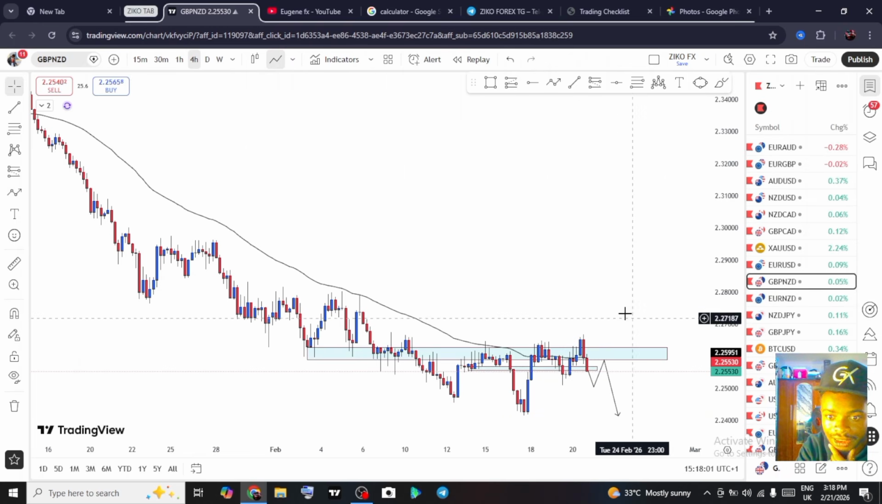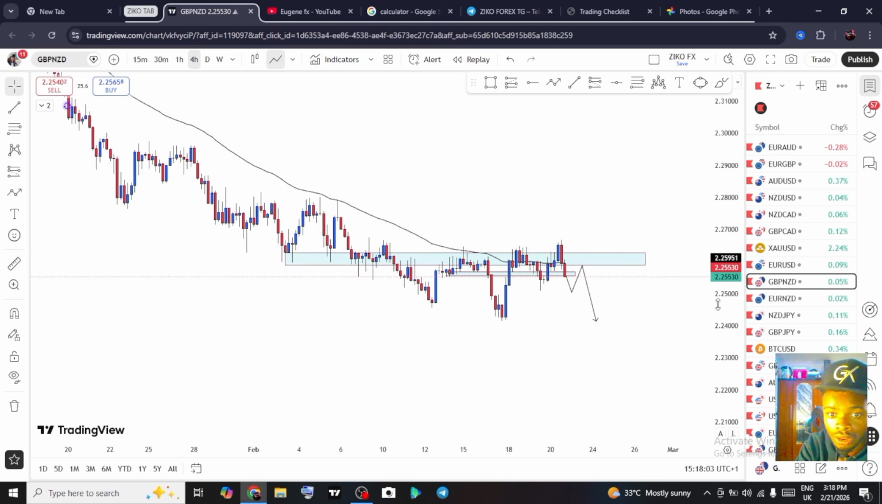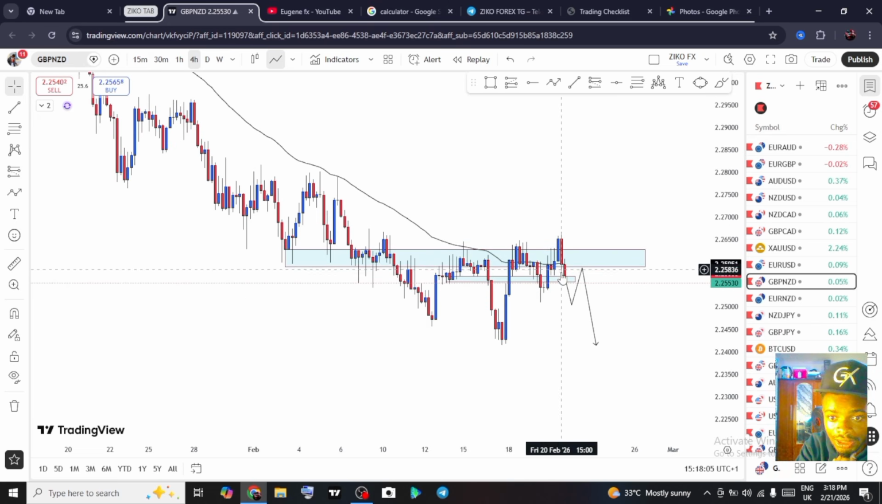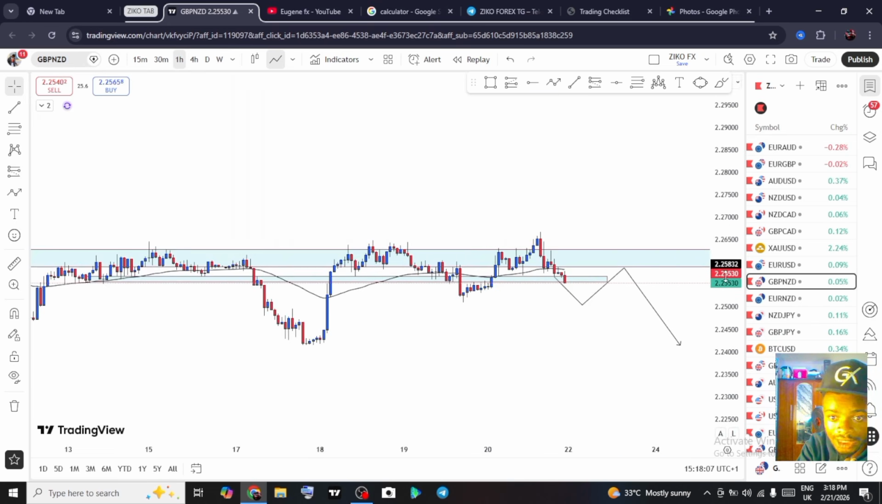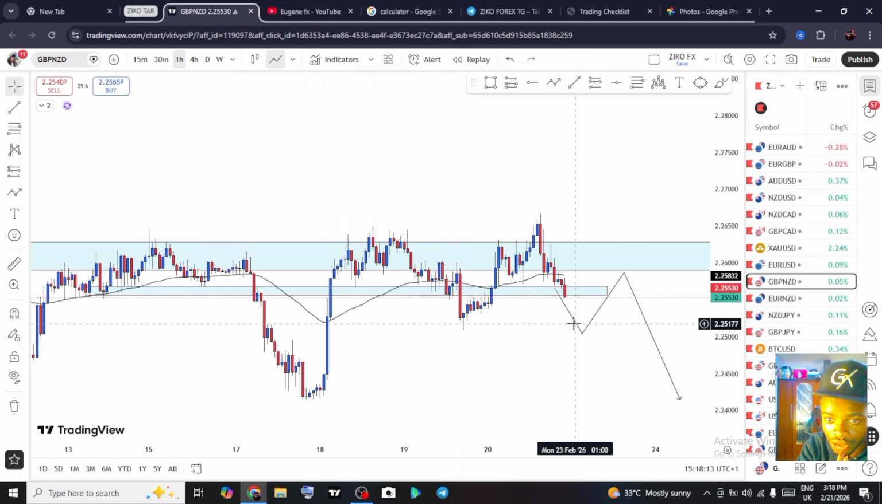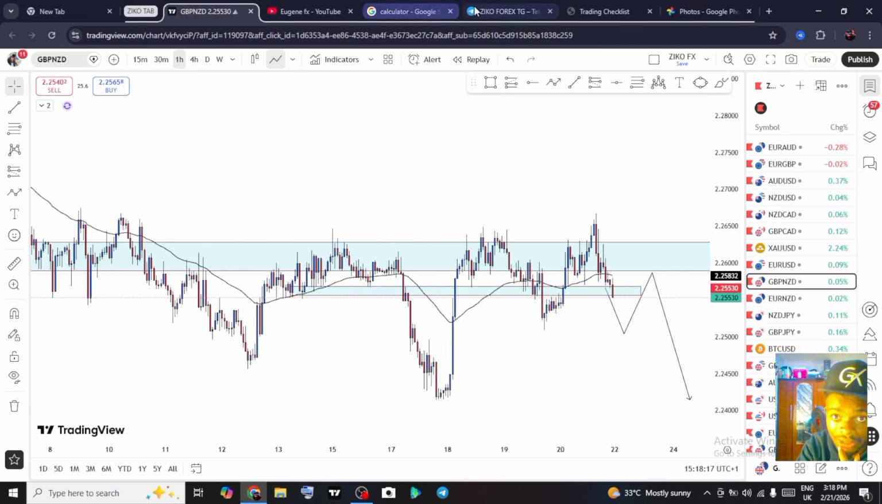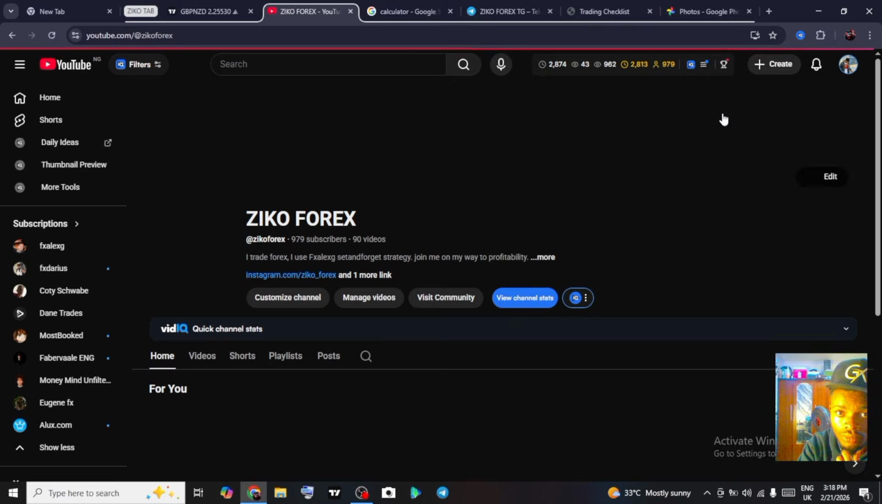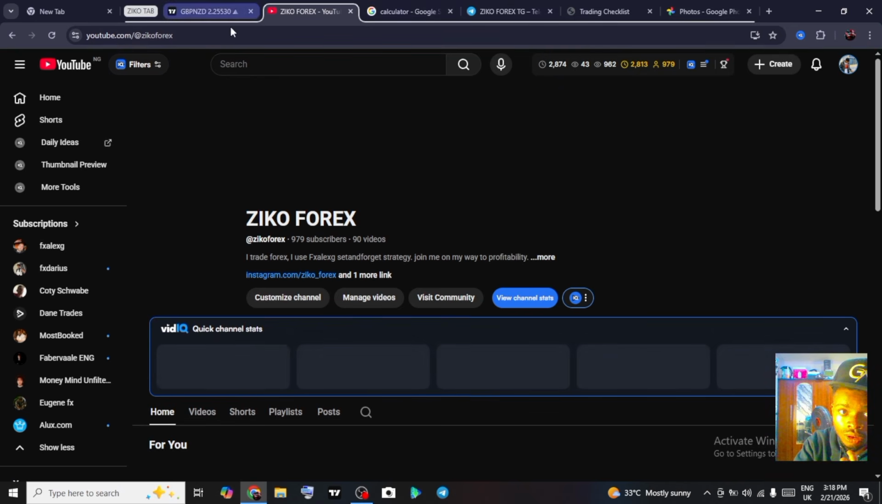GBP NZD. All right, so GBP NZD, let's see, 1 hour time frame. So pretty much we're actually waiting to buy this market, but we'll be looking for a cleaner break and retracement and an engulfing for us to sell. So I'll still make a decision about GBP NZD on the Telegram channel.